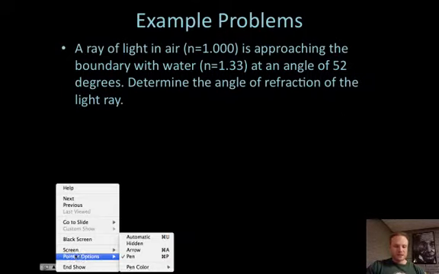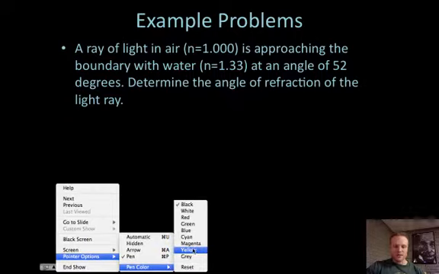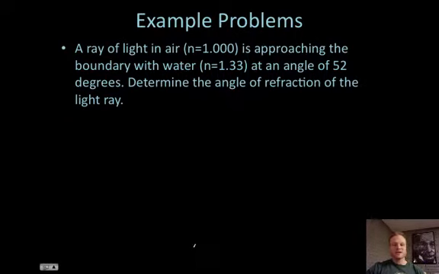All right, let me change the pen colors here so that you guys can actually see what I'm writing, which is always useful. Okay, it says a ray of light in air is approaching the boundary with water at an angle of 52 degrees. Determine the angle of refraction of the light ray.